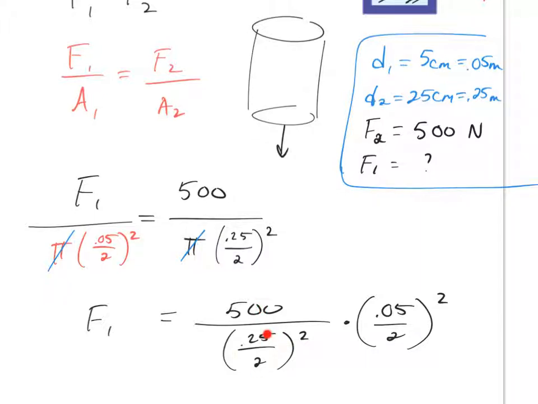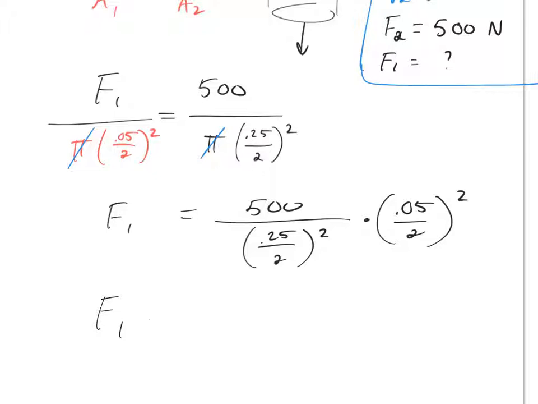Take 500 over whatever this is, times whatever this is. For the sake of time, I'm just going to give you the number. The number is going to be 20 newtons. Okay? 20 newtons.